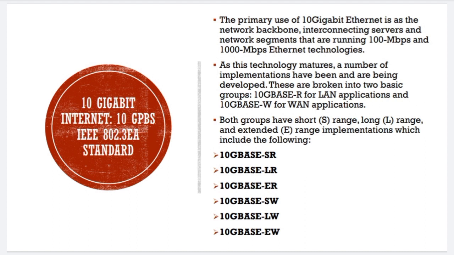These are broken into two basic groups, which are the 10GBaseR for LAN applications and 10GBaseW for WAN applications. Both groups have short range, long range, and extended range implementations, which include the following: the 10GBaseSR, 10GBaseLR, 10GBaseER, 10GBaseSW, 10GBaseLW, and the 10GBaseEW.